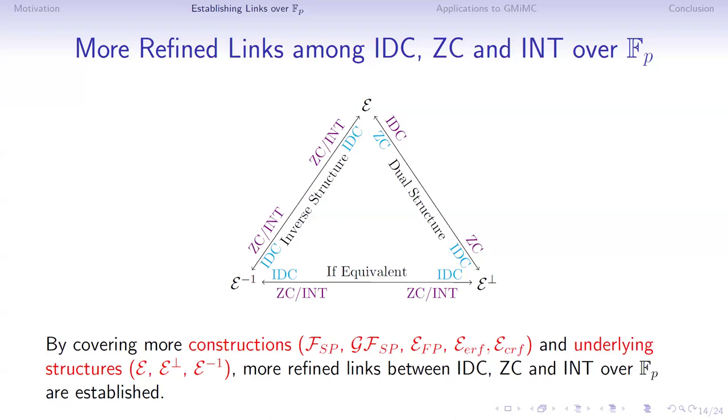it can be converted to a ZC belonging to the dual structure, and then we derive the integral distinguisher if we can find some other underlying equivalent relations of this inverse structure or even the structure itself. We now can get one-to-one corresponding distinguishers. Thus, more refined links between the IDC, ZC, and NT over the prime field are established.